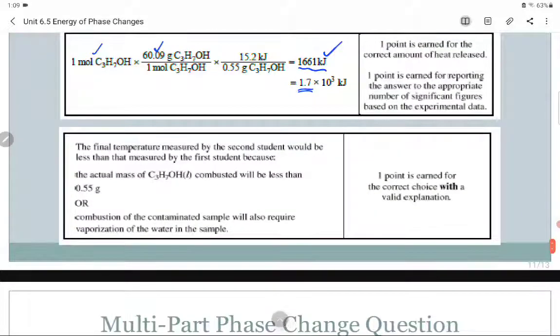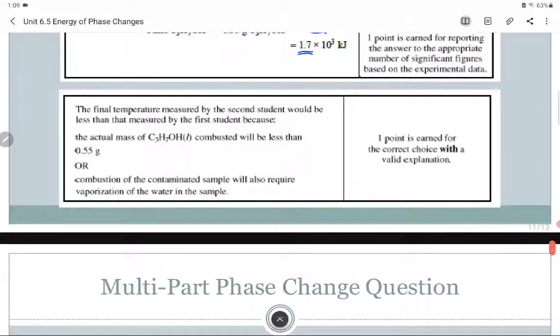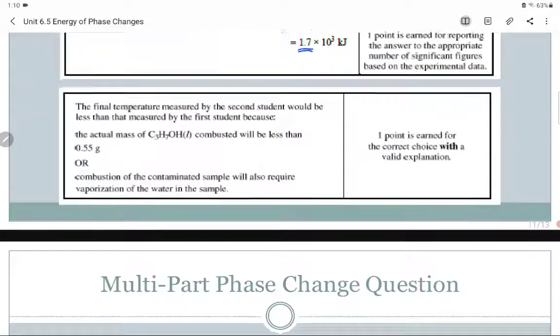Final temperature measured by the second student would be less. Okay, so that was what I mentioned. The actual mass of propanol combusted would be less. I mentioned that. Of course, it's impossible for you to know how much less because not enough information was provided there. Okay, I'm not really sure that we're going to like this second answer. Combustion of the contaminated sample will also require vaporization of water. Yeah, I don't think anybody's going to really go and try to figure that out as their correct answer. But let's stick with this first part here.